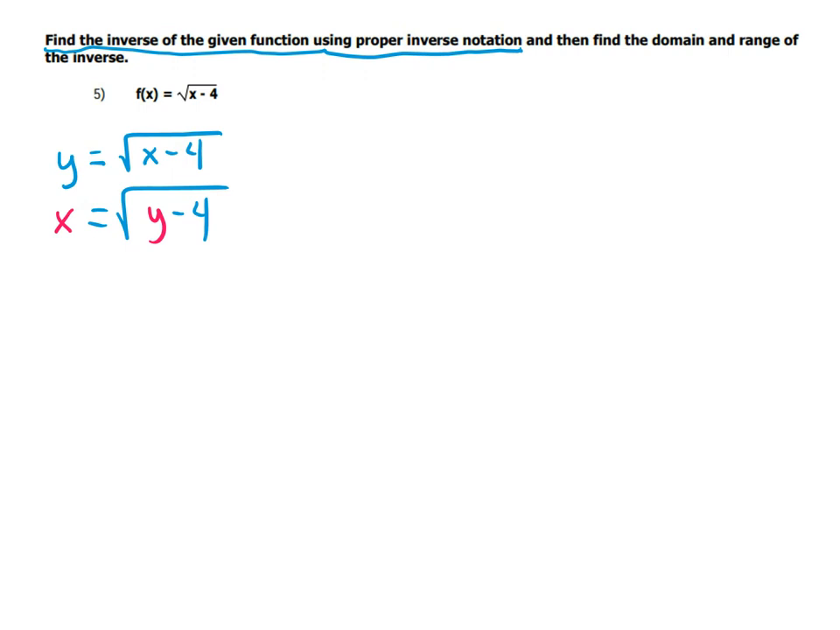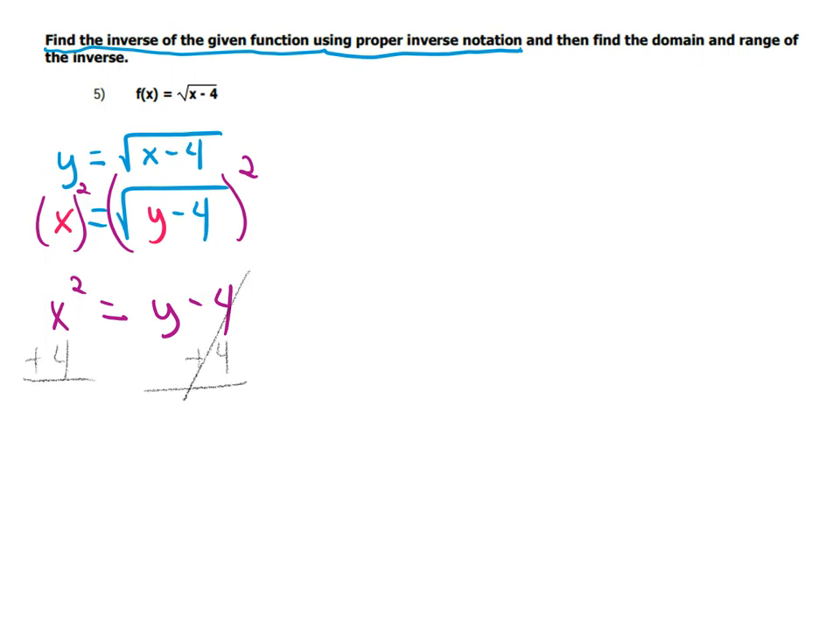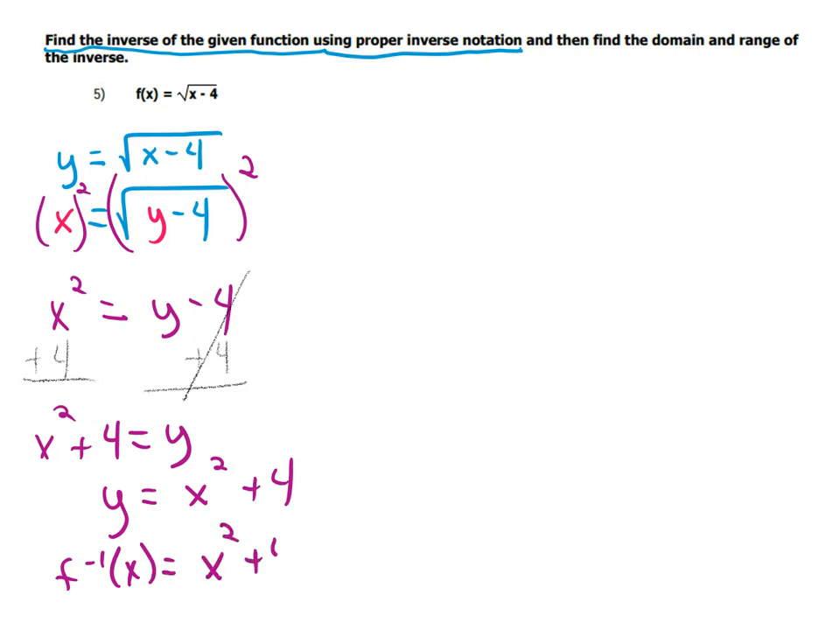It's a radical, so I am going to square both sides. When I square both sides, I get x squared equals, the square cancels out the square root, but you're left with y minus 4. And then I'm going to add 4 to both sides. So that cancels. I get x squared plus 4 is equal to y, which is the same thing as y equals x squared plus 4. And then that's going to be f negative 1 of x equals x squared plus 4.